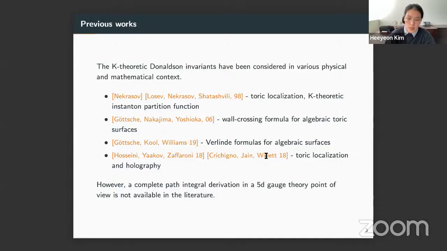And also from a physics perspective, this quantity has been considered in the context of holography, which calculates the entropy of certain black holes in supergravity settings. Despite all this development, however, a complete path integral derivation in terms of the 5D supersymmetric gauge theory has not appeared in the literature.